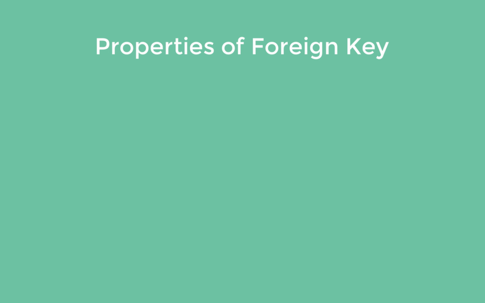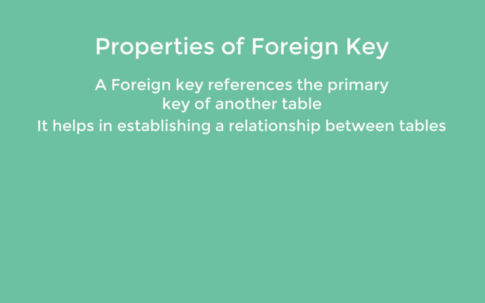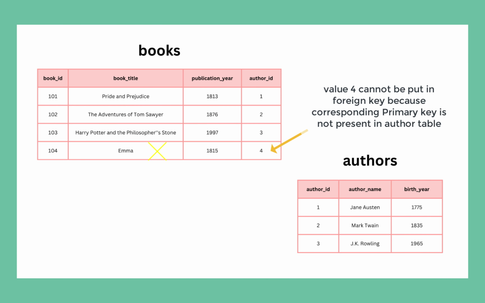Okay, so let's see a few of the properties of foreign keys as well. The first one, which we have already discussed, is that a foreign key references the primary key of another table. The second one is that it helps in data integrity because it establishes relationships between tables, and it also prevents invalid data from being inserted in a foreign key, because I cannot put something in a foreign key where the corresponding value is not present in the primary key of the referenced table, correct? So this property prevents entering invalid data as a foreign key.